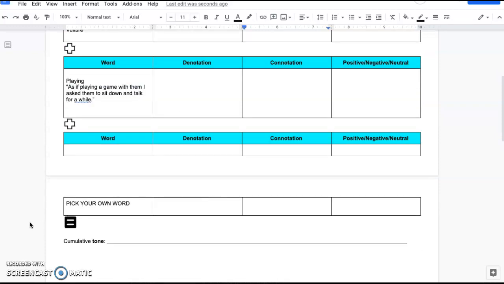And then finally, you pick your own word. I suggest you pick a word that goes best with what you're already thinking, because you're just using this as support. And then your cumulative tone, you should put negative, positive, and then give me an emotion. So you guys know you always have to take it to the next level. Give me an emotion word. Crazy, angry, mad, sad, agitated. Think about all the different words this could be.